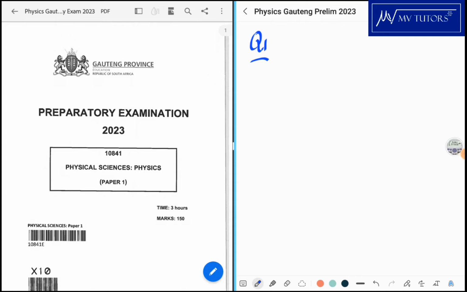We're going to have a look at the Gauteng Prelim, Physics Paper 1, or rather Physical Science Paper 1, which is the physics portion. I hope the preparations have been going well and all the best with your exams. Now we see this was a 3-hour paper out of 150 marks.